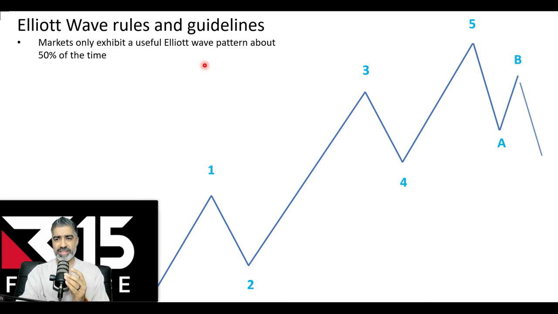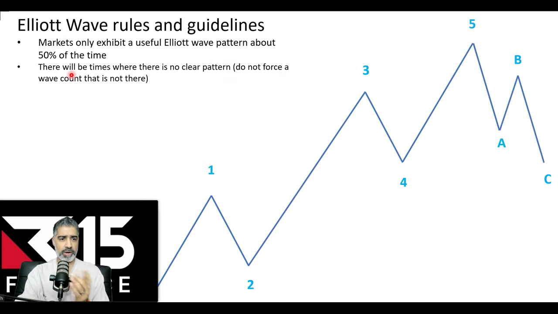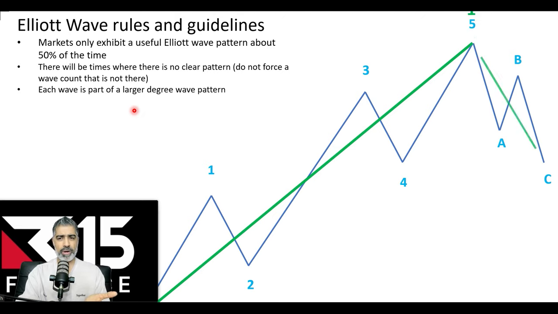And then typically it does an ABC correction, right? More often than not. And there'll be times where there's no clear pattern, so we don't force the count. Each wave is part of a larger degree wave pattern. That is so important to note, right? We've got bigger waves and smaller waves, and there are waves within the waves. We need to be aware of this, really, really aware of this.